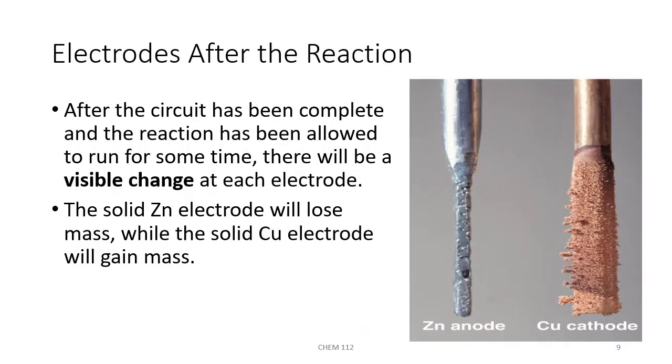So now let's take a look at what our electrodes would technically look like after this redox reaction has run for a little while. So let's set it up, let some time pass. There will actually be a visible change at each electrode. The zinc, which was going to be losing mass because it was going to be oxidized into zinc 2+ ions, will get smaller, it will lose mass. The copper was going to gain mass because that was going to be reduced down to elemental copper from those aqueous copper 2+ ions in solution, will get bigger, it will gain mass.